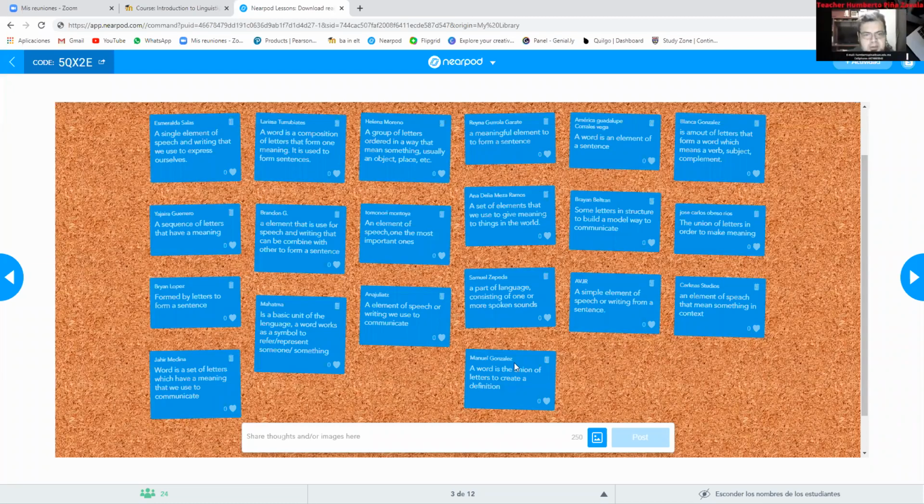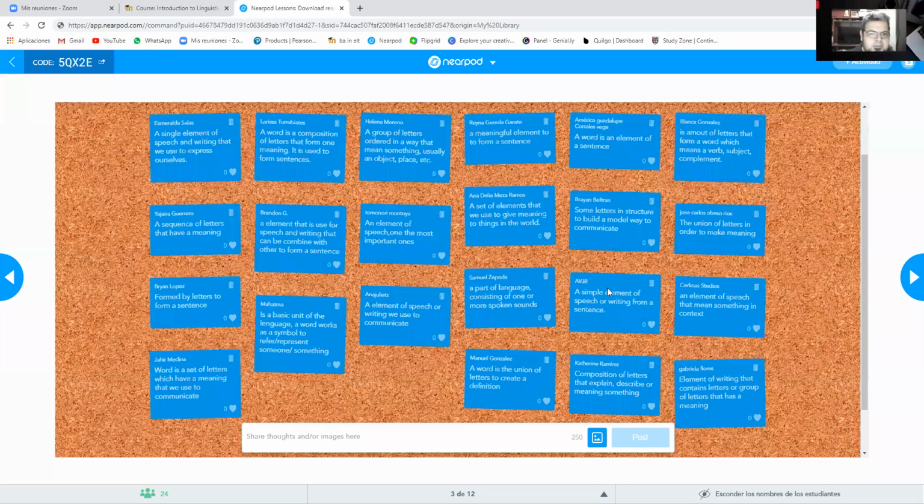Okay. Union of letters create a definition. Okay. Simple element of speech or writing from a sentence. Composition of letters that explain, describe, or mean something. Elements of writing that contain letters that have a meaning. An element of speech that means something in context. Okay, very good. Now look at the other definitions.